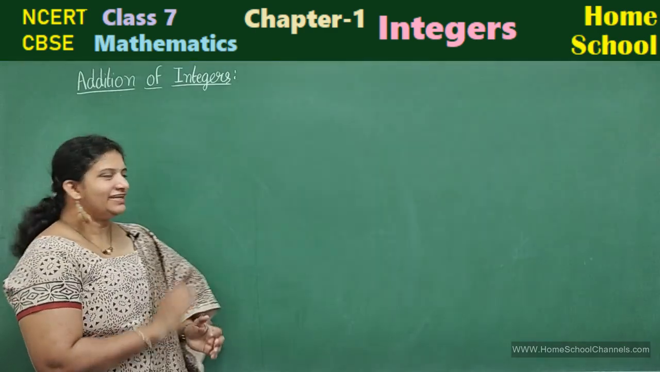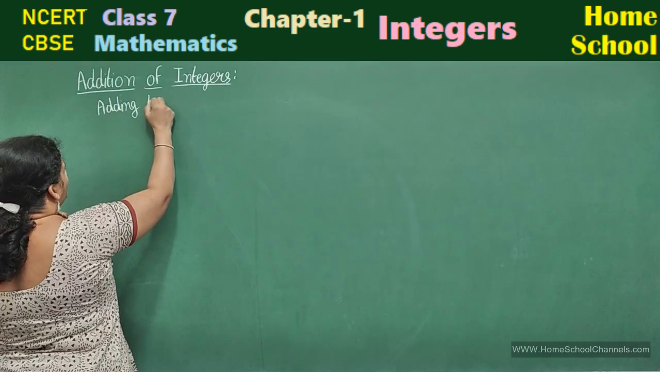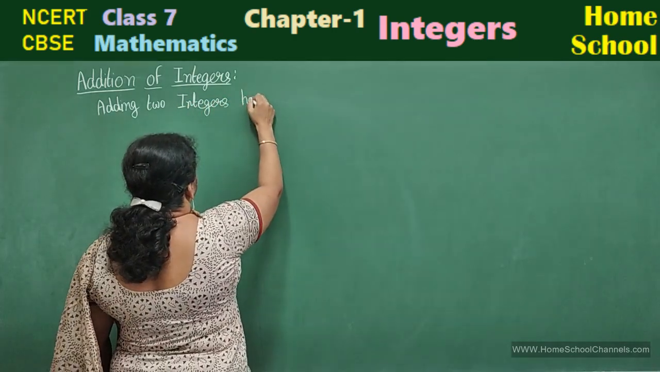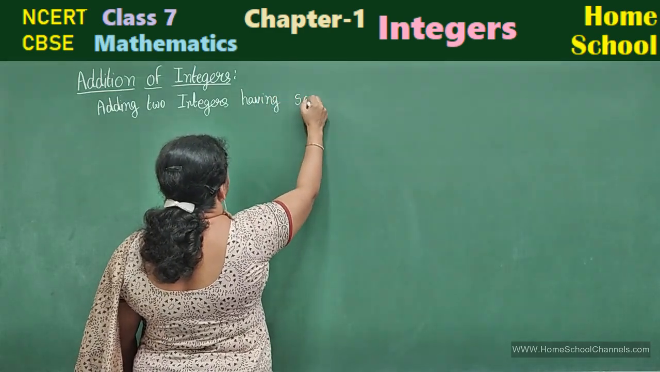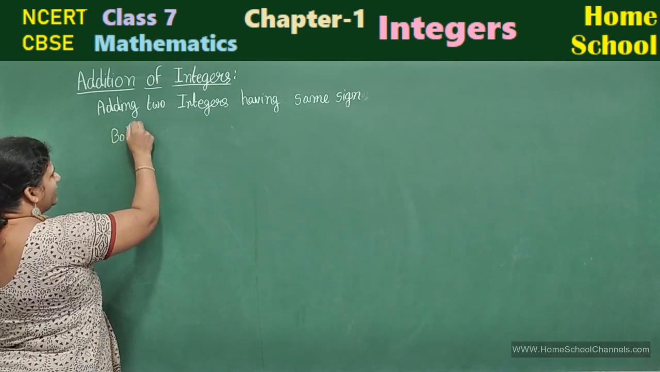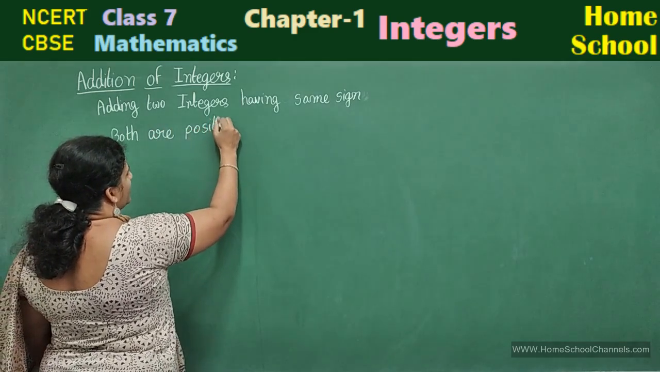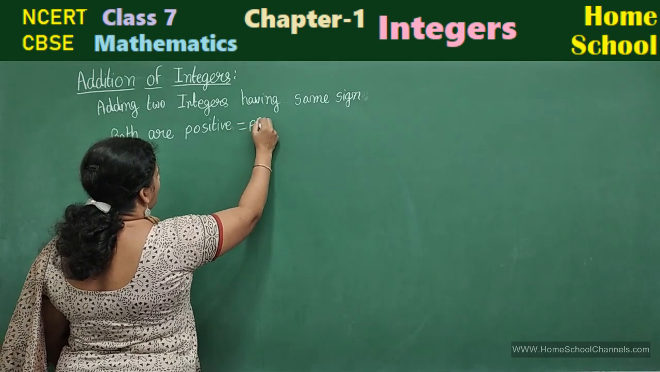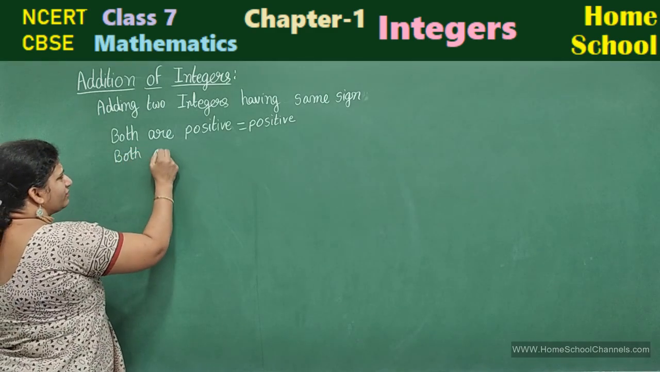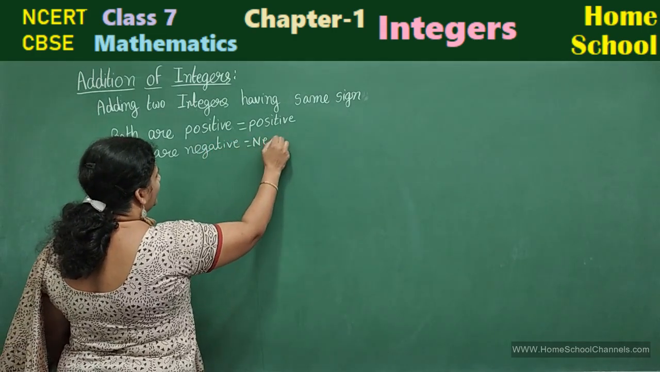Addition of integers. Let us write here some points. Adding two integers having the same sign: if both are positive, then the result will be positive. Okay, if both are negative, when we add, we get a negative sign.